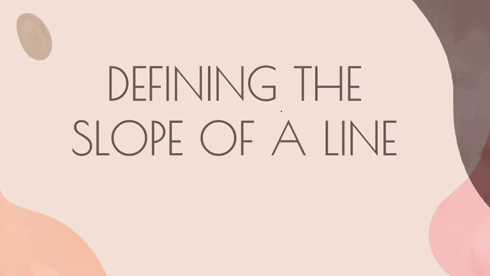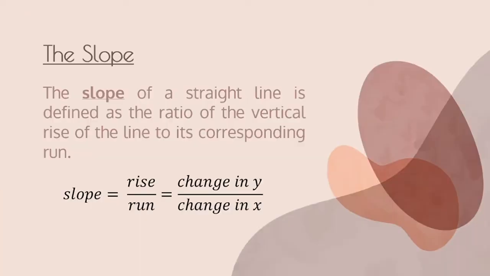First, let us define the slope of a line. The slope is equal to the vertical change over the horizontal change, or it is equal to the rise over run. Rise is the change in y, and run is the change in x.